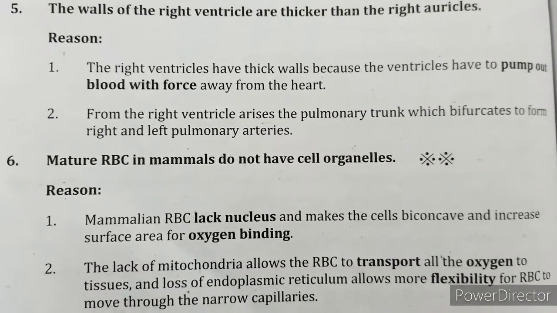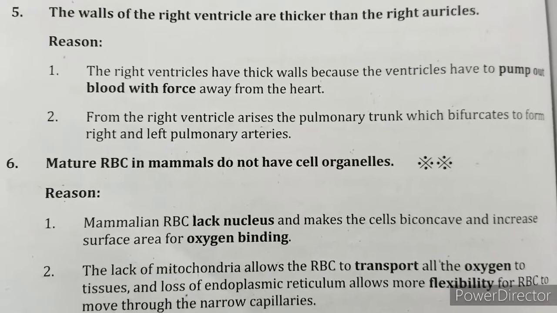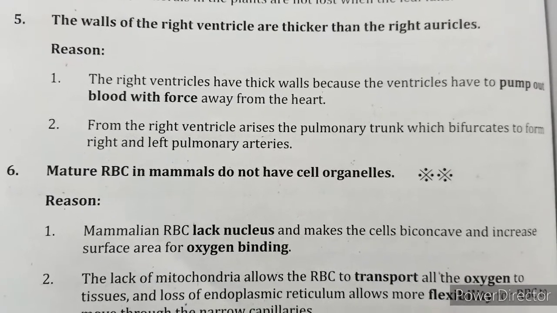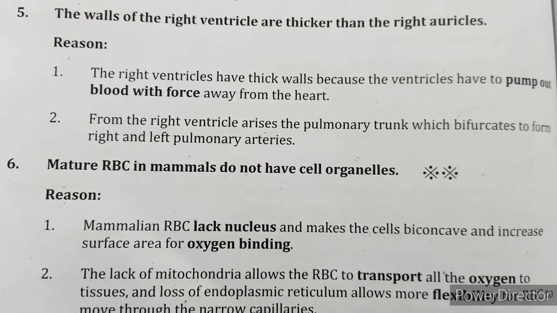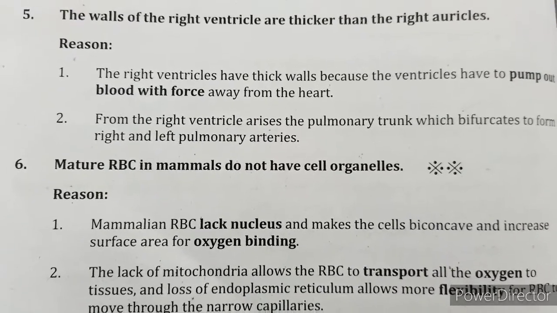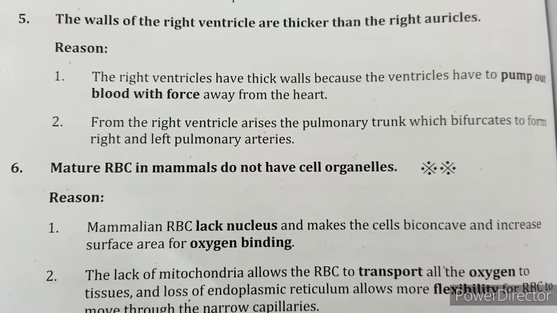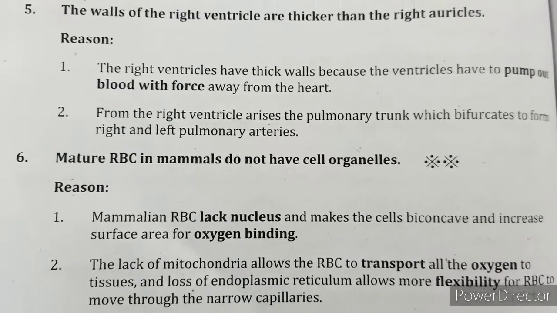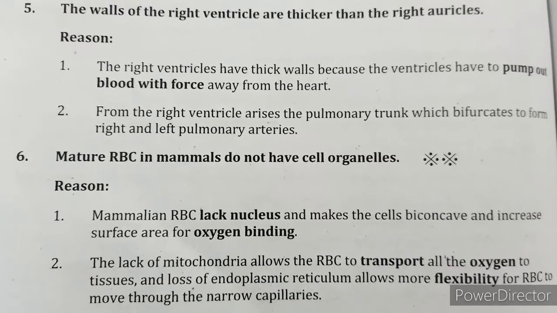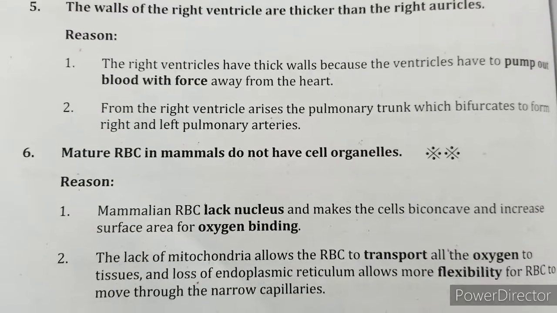The walls of the right ventricle are thicker than the right auricle. Reason: the right ventricle has thick walls because the ventricle has to pump out blood with force away from the heart. From the right ventricle arises the pulmonary trunk, which bifurcates to form right and left pulmonary arteries.